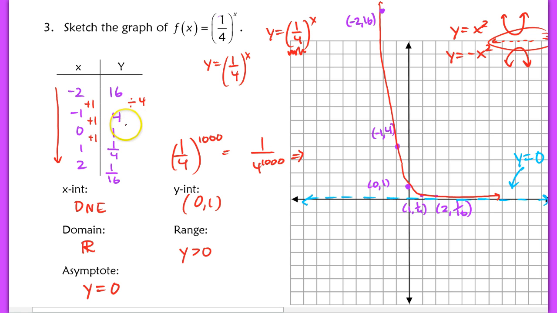To get from 4 to 1, I'm dividing by 4. Dividing by 4 is the same as multiplying by 1/4. So it's not really a coincidence here that we're seeing that multiplier 1/4 here as well. But if I multiply by 1/4 on each of the y values, I get the next value. So when we come back to our notes, that's what we're going to be looking for.